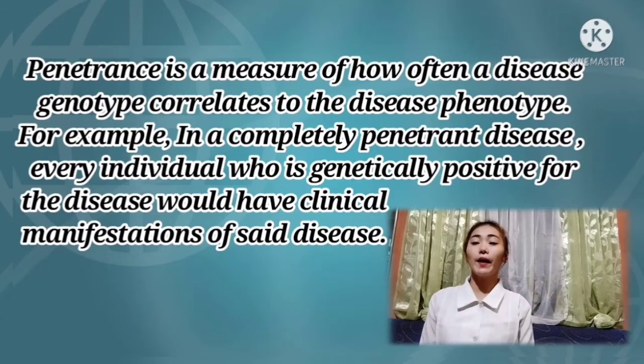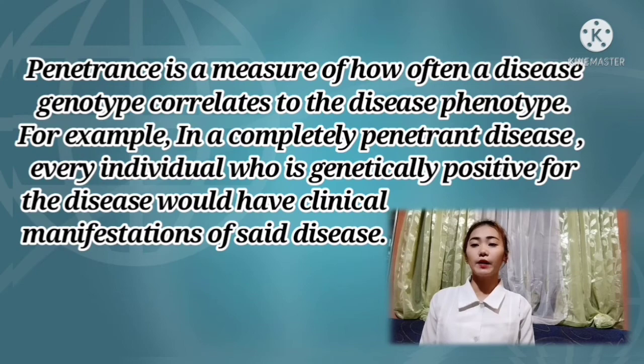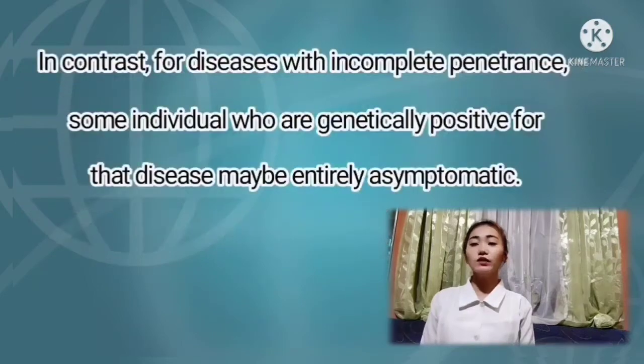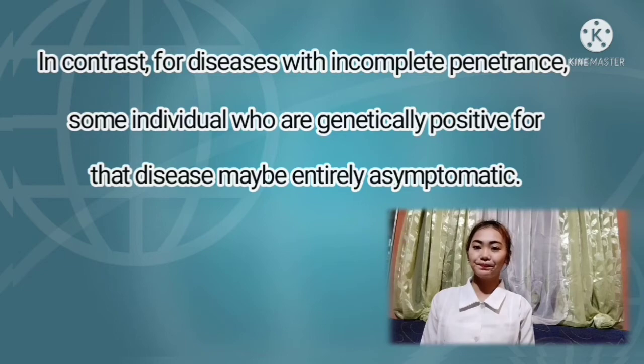Penetrance is a measure of how often a disease genotype correlates to the disease phenotype. For example, in a completely penetrant disease, every individual who is genetically positive for the disease will have a clinical manifestation of the same disease. In contrast, for a disease with incomplete penetrance, some individuals who are genetically positive for the disease may be entirely asymptomatic.